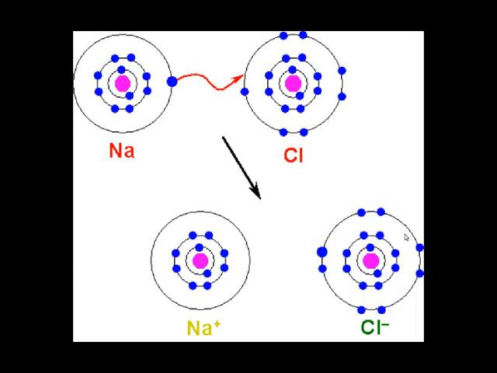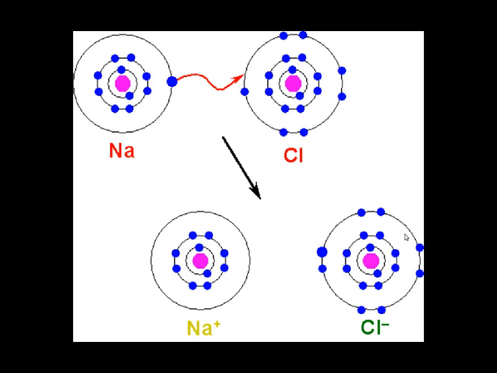Sodium has one electron in its last shell orbit, and chlorine has 7 electrons. There is a deficiency of electrons: chlorine requires 1 electron and sodium has 1 electron. Now if sodium reacts with chlorine, it would give its 1 electron to chlorine. Hence there will be a deficiency of electrons in sodium.